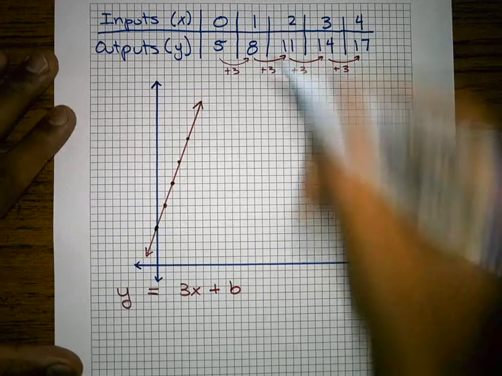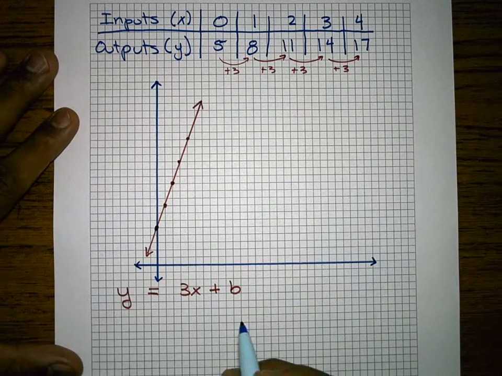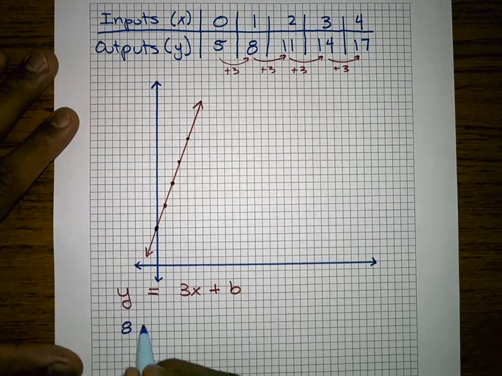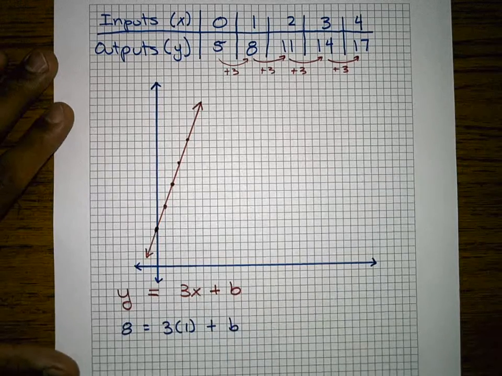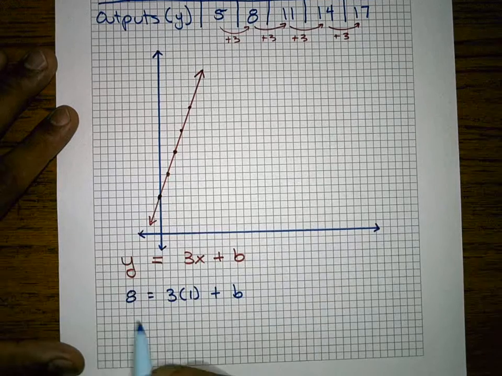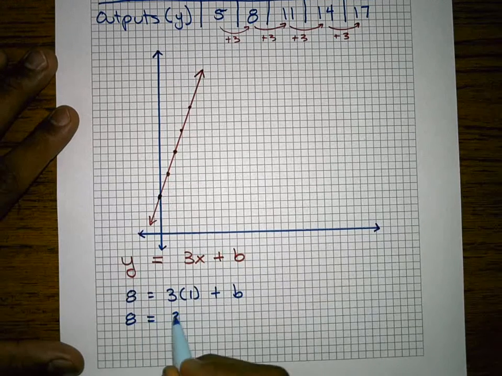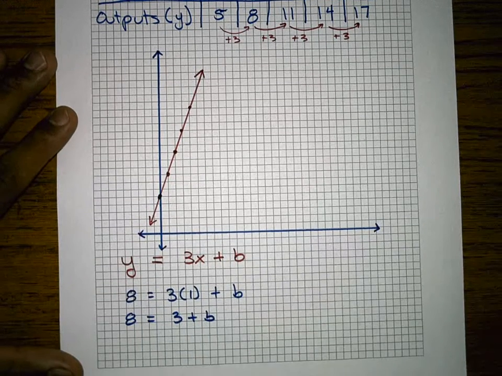So I'm going to pick the 1 and the 8. I'm going to plug in an 8 for the y, and a 1 for the x, and figure out what I need. If I do this, I get 8 equals 3 plus b. I'll subtract a 3 from both sides, and I get 5.